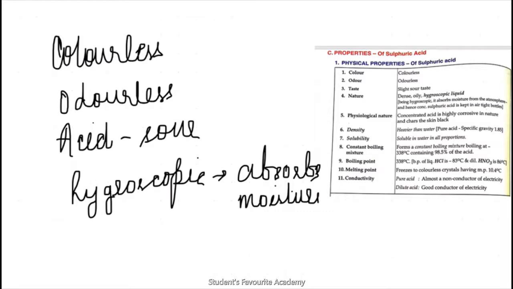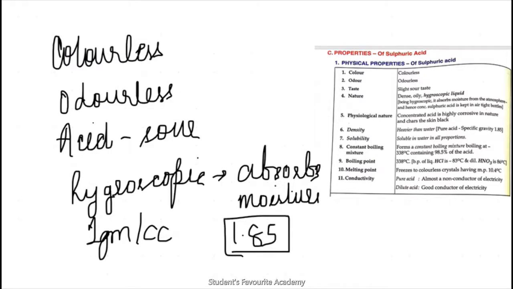Now the density: we have already studied that it is very dense. The density of water is 1 gram per cc, and the density of sulfuric acid is more than this. It has a specific gravity of 1.85, so it is more dense than water.